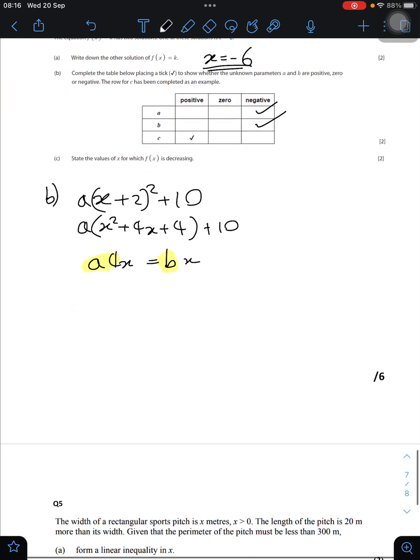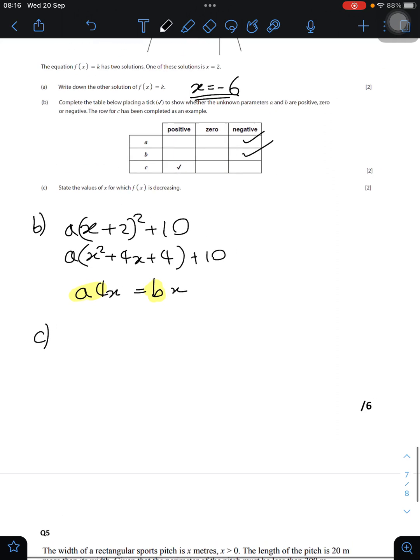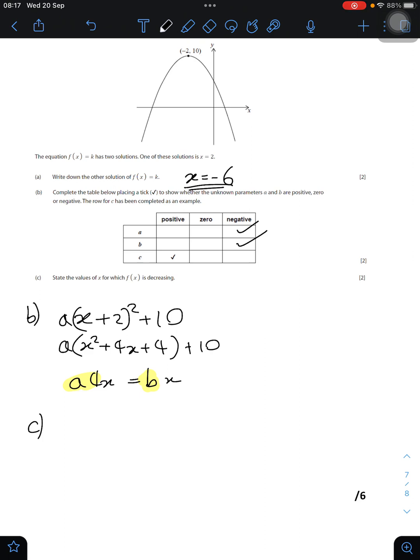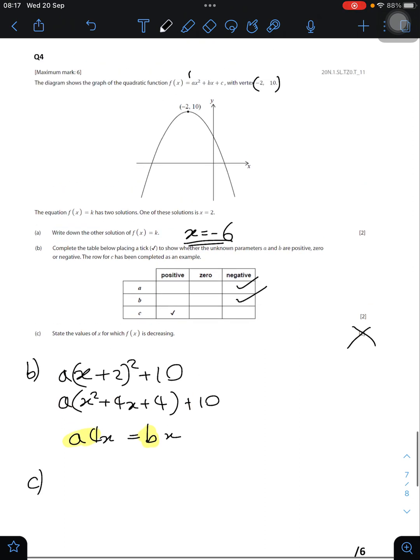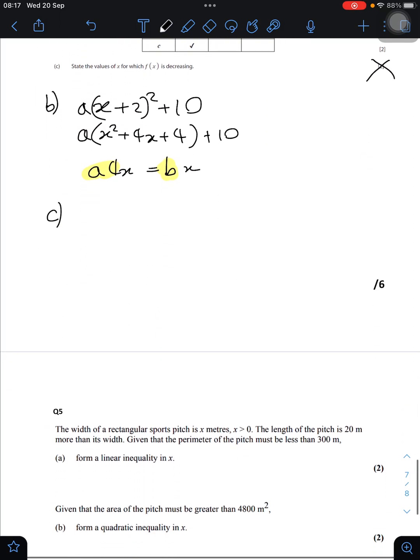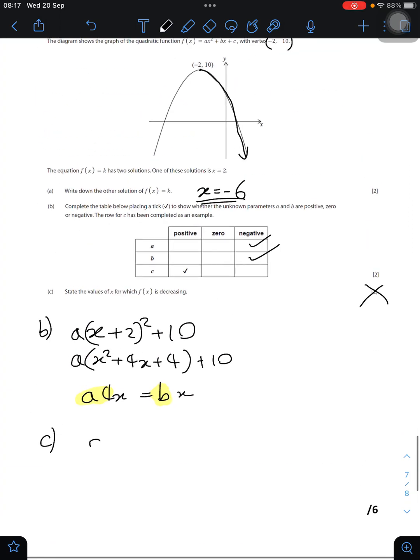Actually, I'll leave this on. Part C. State the values for which f of x is decreasing. So these are the 2 marks I didn't include on your test, and that's why it was out of 34. That's because we haven't really covered it yet. We're going to do that in more depth once we do calculus. But the idea is that from minus 2 onwards, we are decreasing. And so therefore, we need x greater than minus 2.